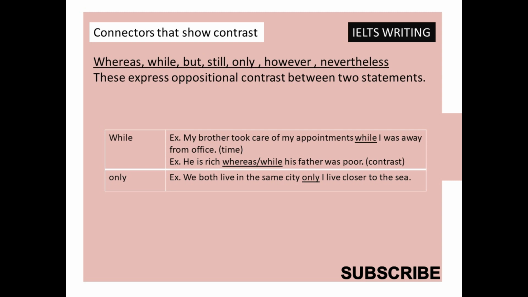Next one is only. We both live in the same city. Only I live closer to the sea. Only as a conjunction or connector is used whenever we want to show that only I have that, no one else. Others don't have that. Like we both live in the same city, it means only I live closer, and others are living in the city. Or any other subject we can talk about. So only is used whenever we want to focus on a particular subject.